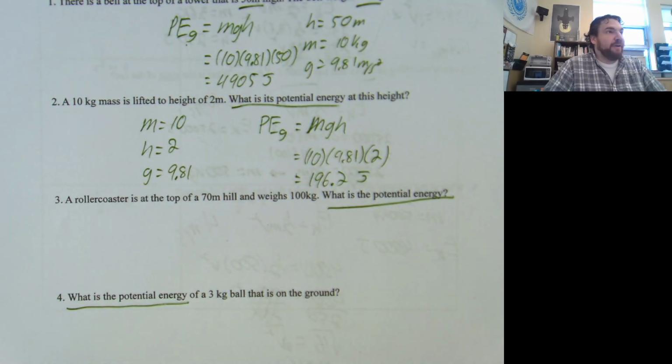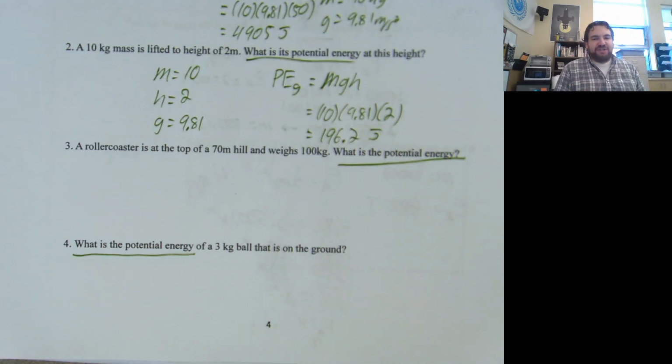I want you guys to do 3 and 4, if you haven't already. Some of you I know are done 3 and 4 already. Take a look at 3 and 4 and tell me what you get. What is the energy of the roller coaster? What's the energy of the ball on the ground?